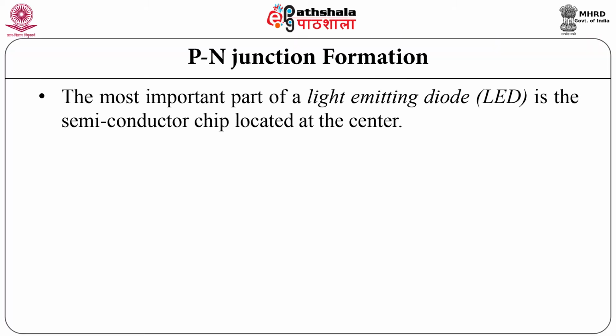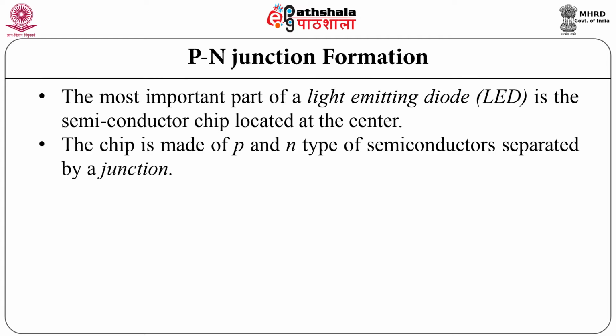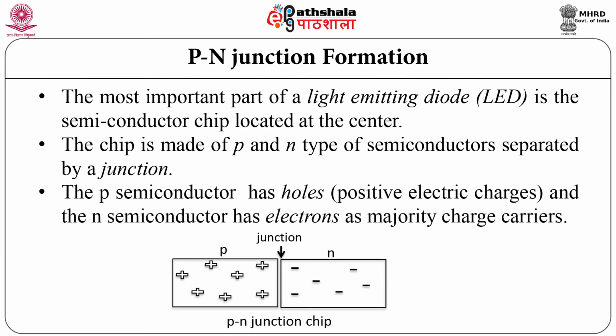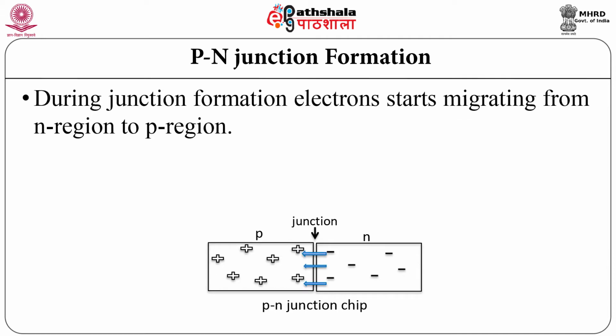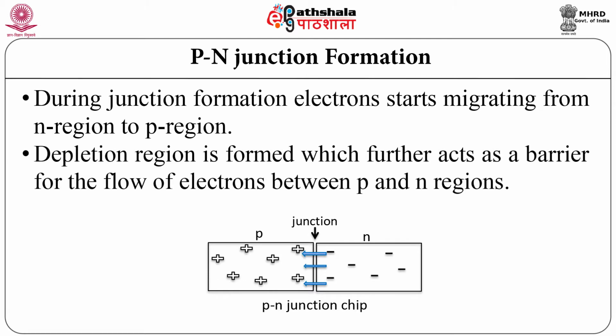The most important part of a light emitting diode is the semiconductor chip located at the center. The chip is made up of P and N type semiconductors separated by a junction. Before learning LED working and fabrication, let us revise formation of the PN junction of a rectifying semiconductor diode. As seen in the diagram, during junction formation, electrons start migrating from N region to P region. In between, a depletion region is formed. When the depletion region is formed, it prohibits further migration of electrons between P and N region.